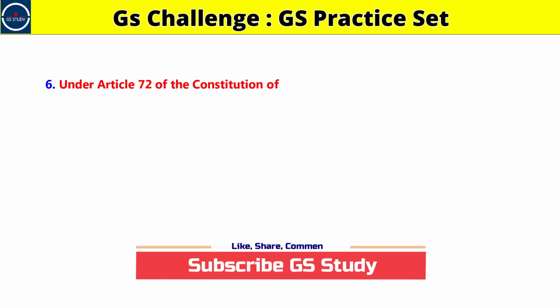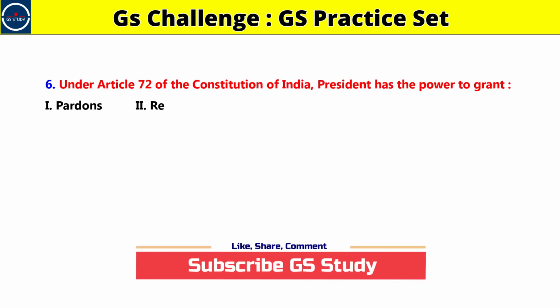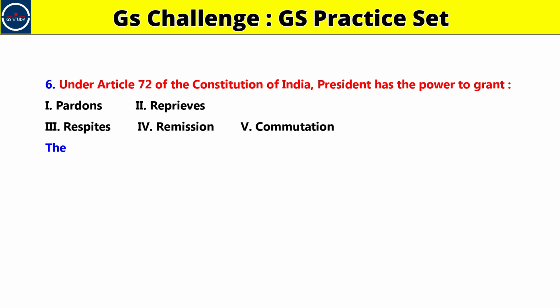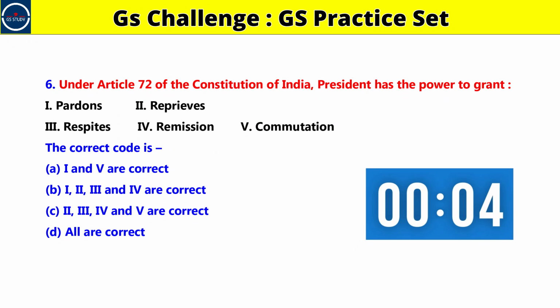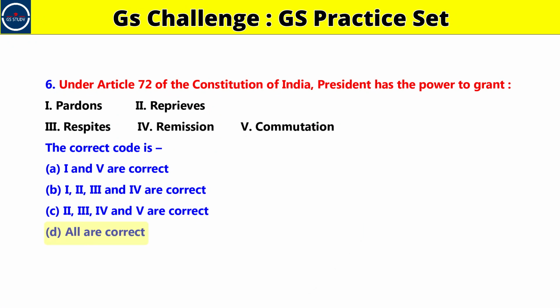6. Under Article 72 of the Constitution of India, the President has the power to grant: 1. Pardons. 2. Reprieves. 3. Respites. 4. Remission. 5. Commutation. Correct answer: D. All are correct. Article 72 says that the President shall have the power to grant pardons, reprieves, respites or remissions of punishment or to suspend, remit or commute the sentence of any person convicted of any offence.